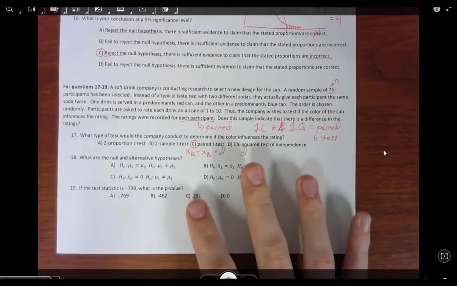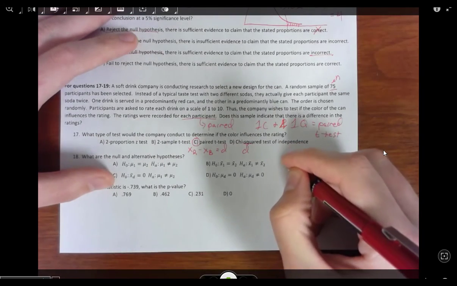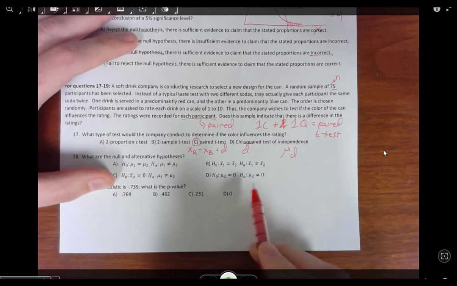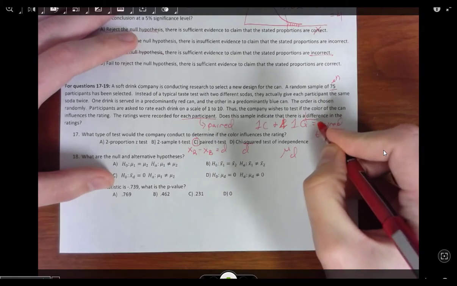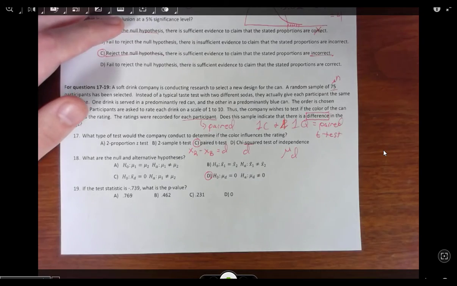So we're going to know, what are the null and alternative hypotheses? Anytime we're doing a paired test, our parameter of interest is mu d. So our null hypothesis is going to assume that there's no difference based on color, and our alternative is going to assume that there is a difference based on color. Because that's what the question is asking. Is there a difference between the two? So the correct answer would be D.